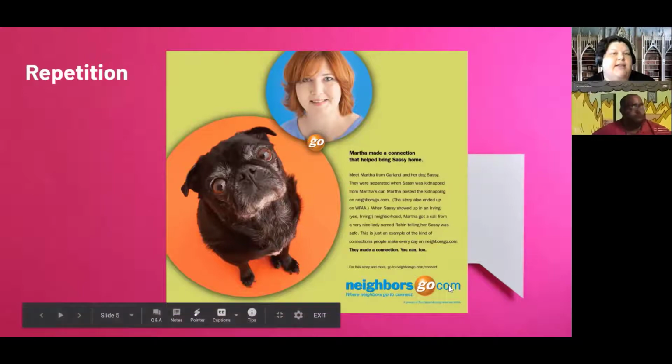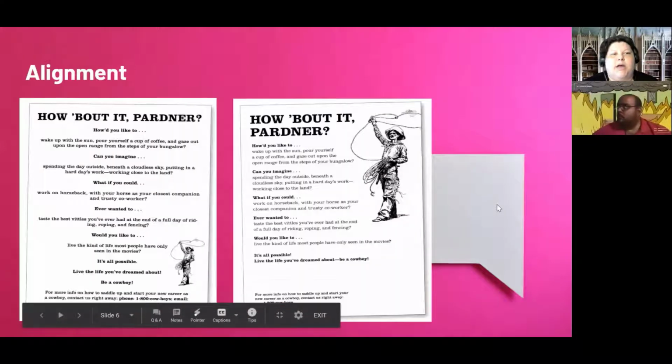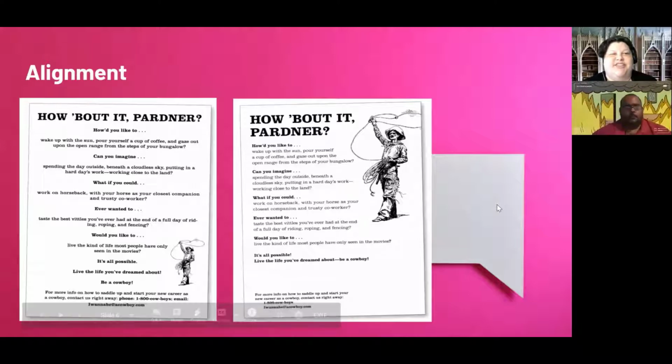So you guys are getting it. You guys are getting the repetition of the colors, the repetition of the shapes. Very good. All right, so let's talk about these two examples in terms of alignment.